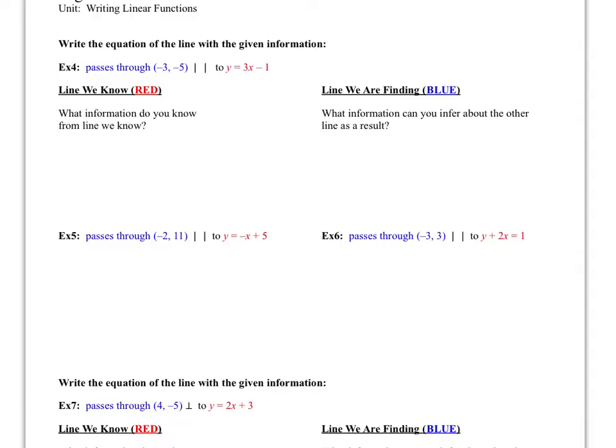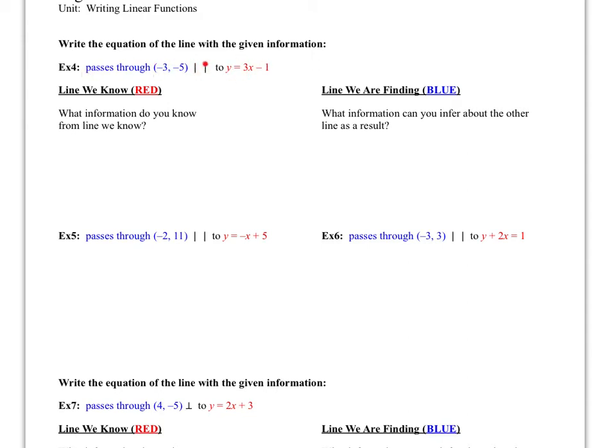So the first part of this was just determining if lines were parallel or perpendicular based on their slopes. Now we're going to use whether or not lines are parallel or perpendicular to help us come up with a slope-intercept equation. So on example 4, and for all of these, what's going to be important to know is that we have two lines. We have a blue line on the graph, and then we also have a red line on the graph. The blue line is the line that we're trying to create the equation of, and the red line is the line that we know the equation of.